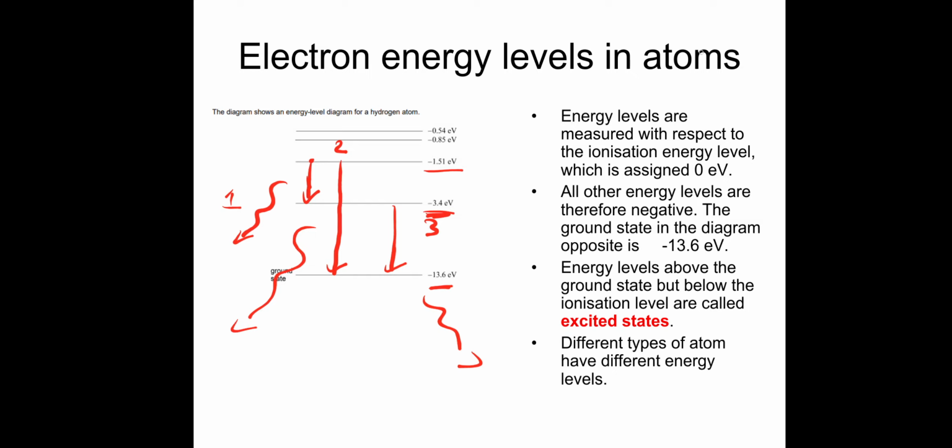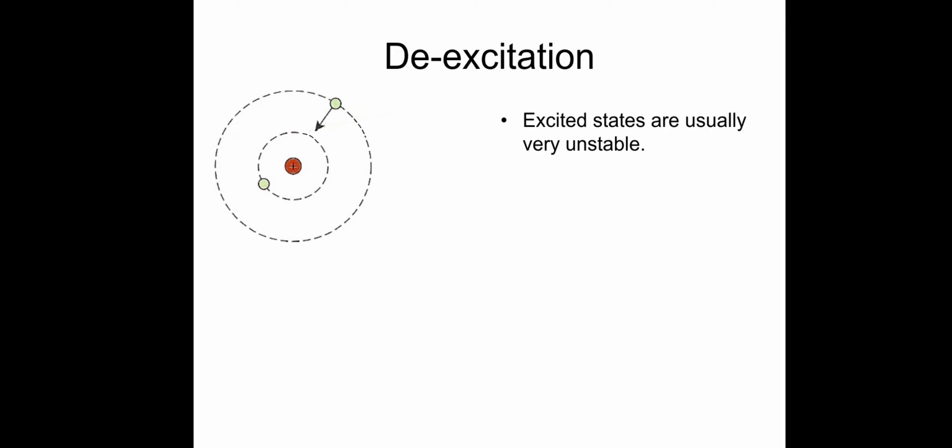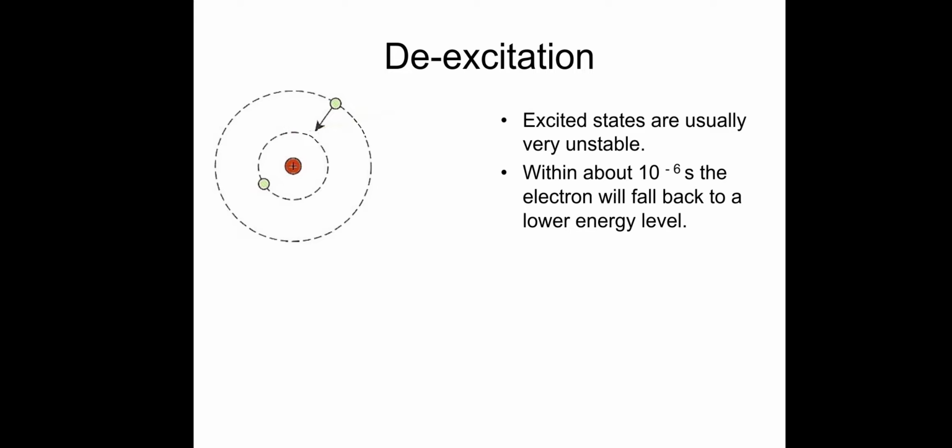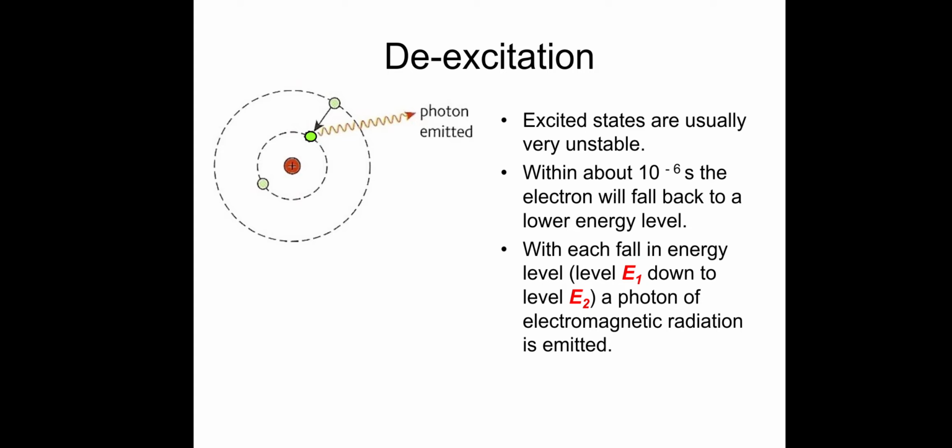So let's look at some more notes. De-excitation, so that's what I've just been talking about. Excited states are usually very unstable. So within about 10 to the power minus 6 seconds, the electron will fall back into a lower energy level. And like I said, it emits a photon as it does so. So with each fall in energy level, a photon of electromagnetic radiation is emitted. So the emitted photon energy is just the difference between the energies.